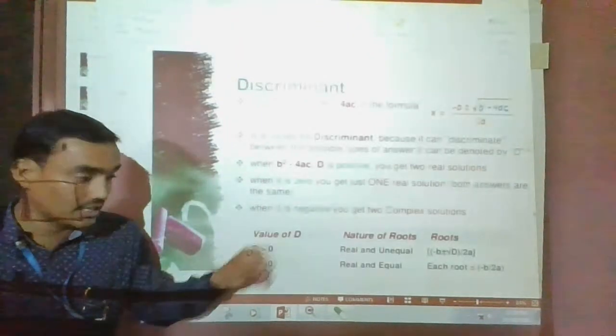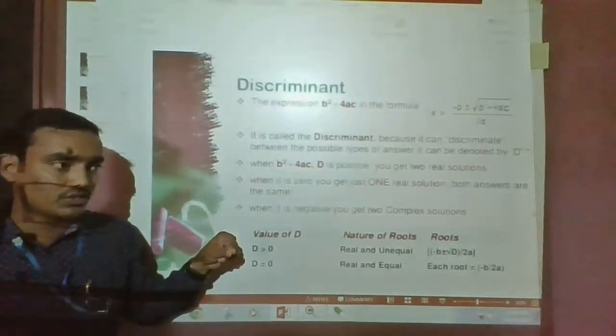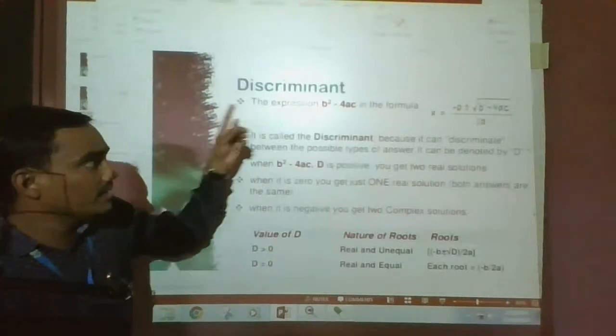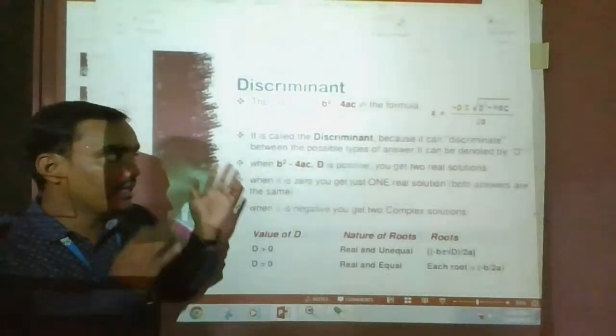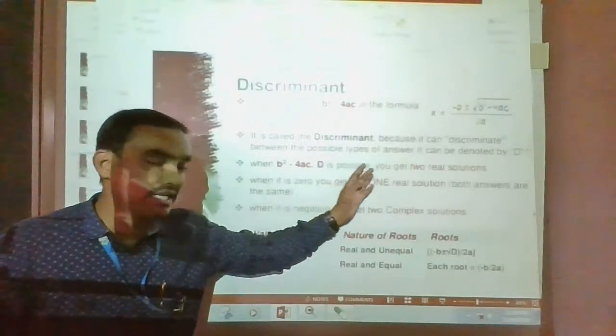Now the third condition, if delta is less than 0. First one is equal to 0, greater than 0, and the third one is less than 0. Less means a negative number. If the delta value is negative, then the roots are imaginary roots.